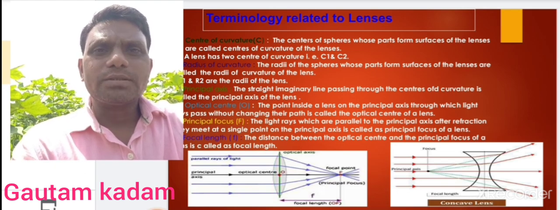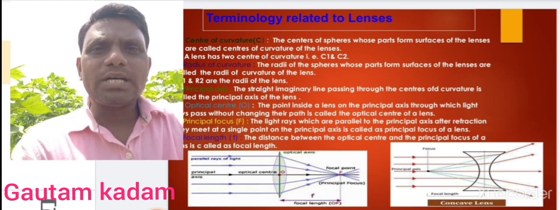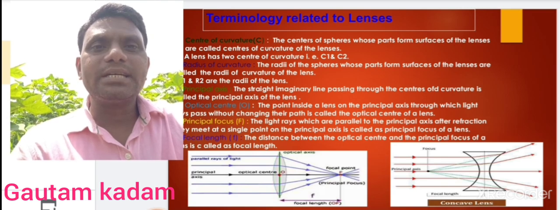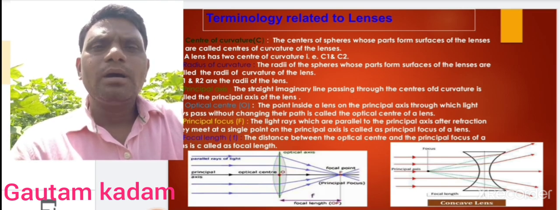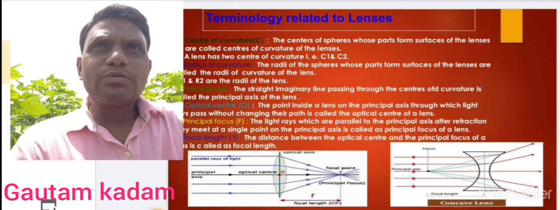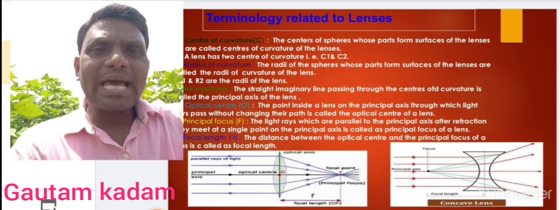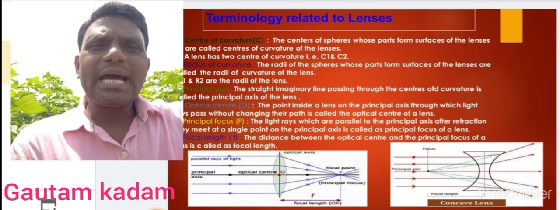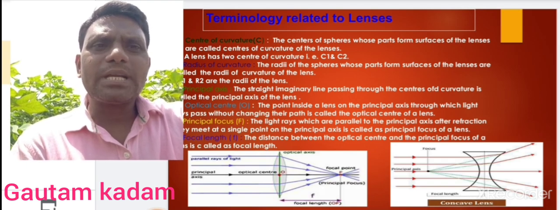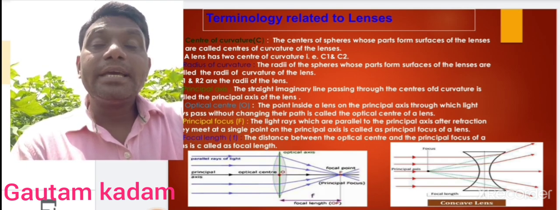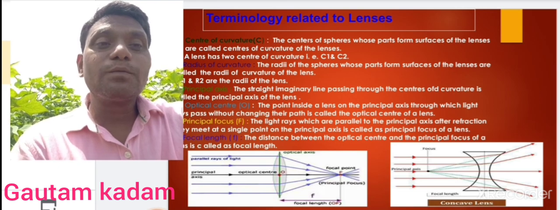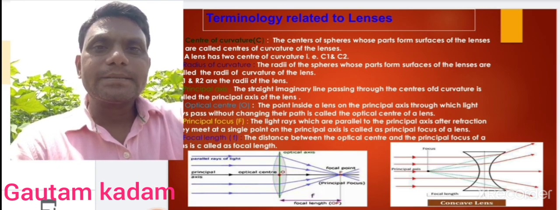Principal focus. The principal focus is denoted by capital letter F. The light rays which are parallel to the principal axis, after refraction meet at a single point on the principal axis, which is called the principal focus of a lens.